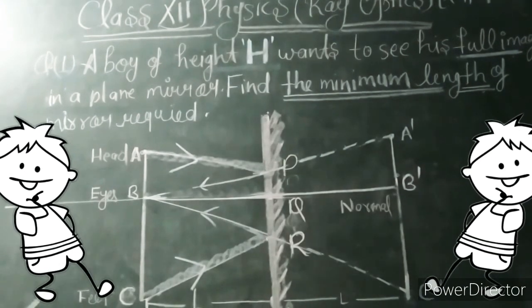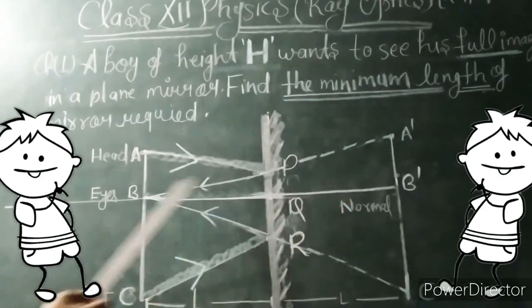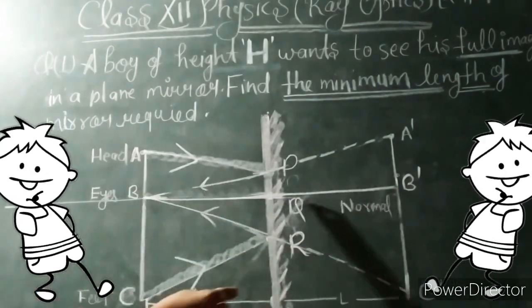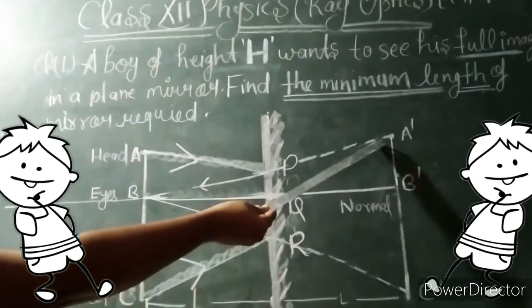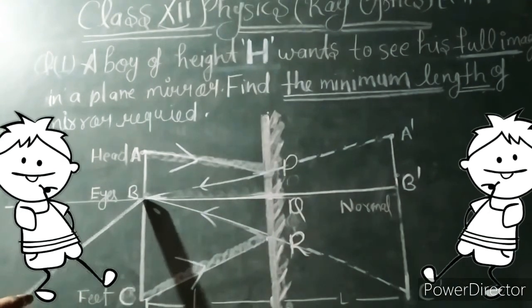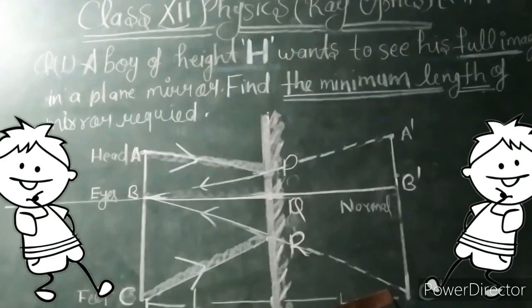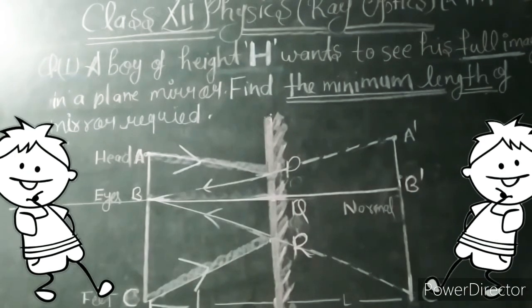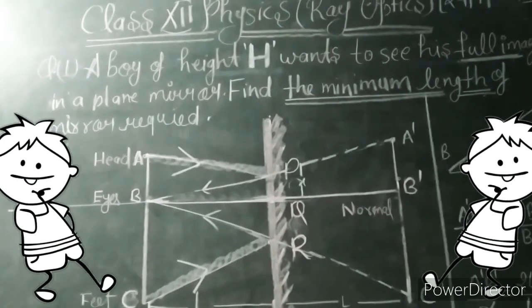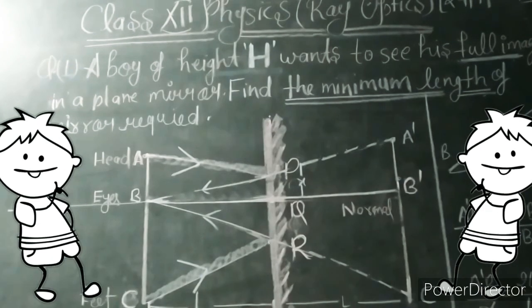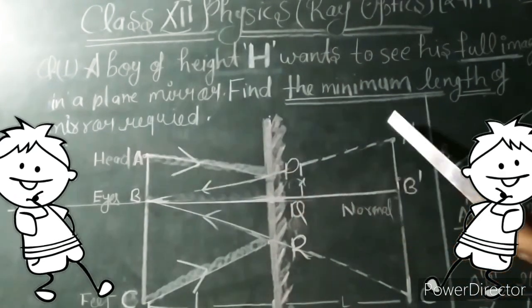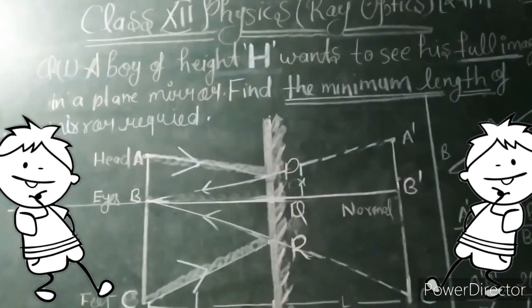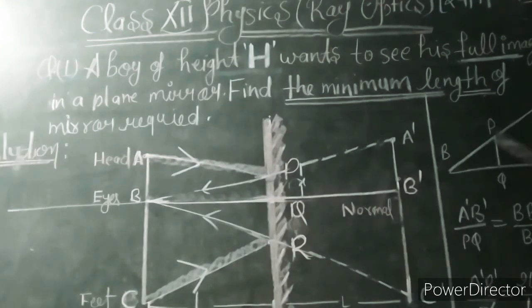Here we consider one normal through B dash. Here you see it is a normal. Then we will get one triangle B A dash B dash, and a second triangle B C dash B dash. By the law of symmetry, we will solve these triangles. Let's solve our triangle B A dash B dash. You see on the blackboard, we solve this triangle with the help of symmetry.